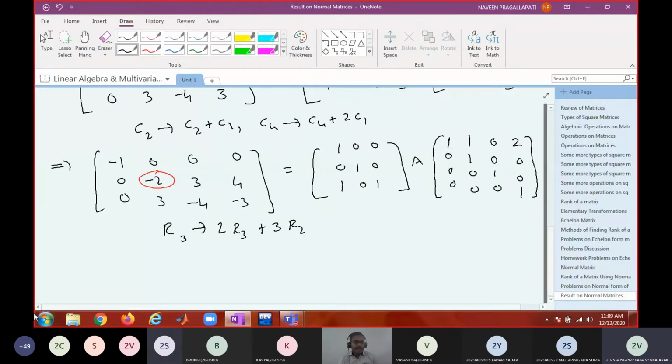Okay. Now can you tell me the operation matrix? Minus 1, 0, 0, 0, 0, minus 2, 3, 4, 0, 0, minus 8 plus 9. Minus 8 plus 9 is 1.